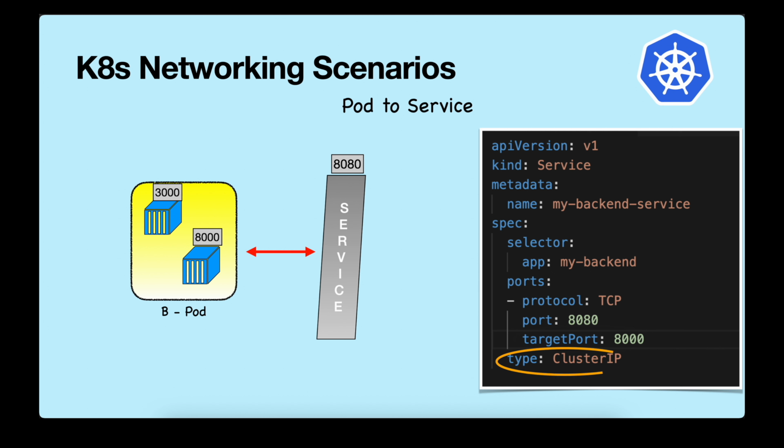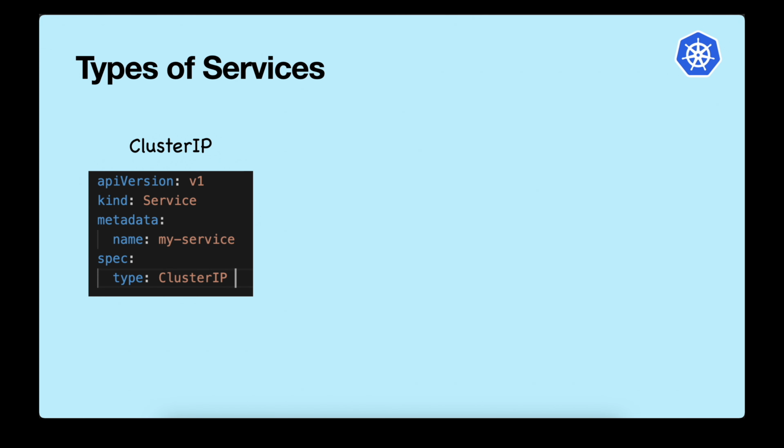Now here for the type of service, I am defining it as ClusterIP type. Now let's see what are the other types of services available in Kubernetes. The first one, which we have just seen, is the ClusterIP service. This type of service will allow the application to be accessible from within the Kubernetes cluster. This is the default service, so you don't need to mention it during creation.